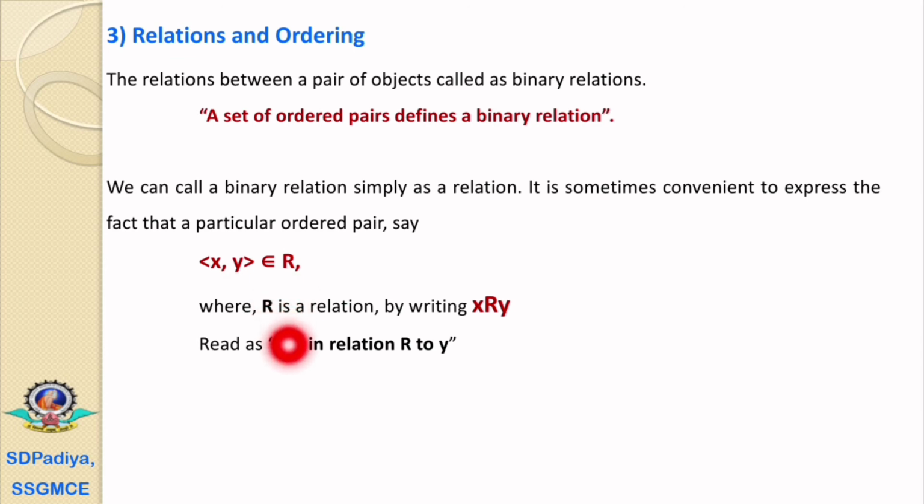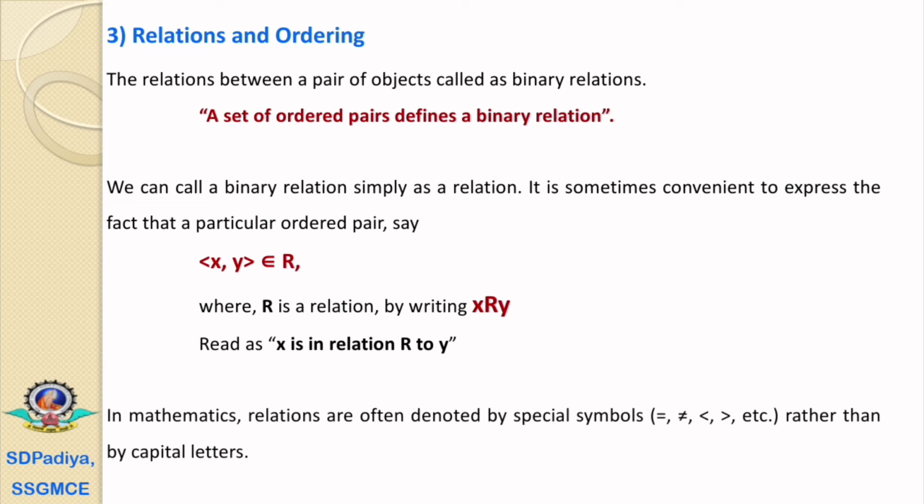Again, we can define it in a different way, where R is a relation, by writing that X has a relation R to Y. It is also one method to define the relation. We read this as X is in relation R to Y. In mathematics, relations are often denoted by special symbols, just like we use the equals to sign, not equals to, less than, greater than. We have separate symbols for less than or equal to, greater than or equal to, and so on, rather than writing capital letters.